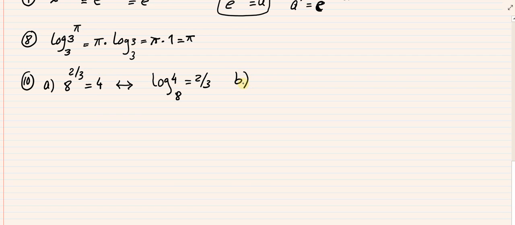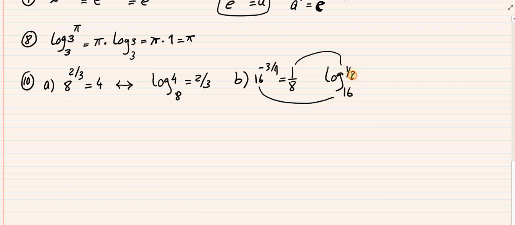In part B, we have 16 to negative 3/4 equal to 1/8. So to write it in logarithmic form, we carry the base to the base of the log, put 1/8 in front, and the exponent to which the base is raised is the answer to the log, -3/4. Okay, and there we have that structure. And that was exercise number 10, part B.